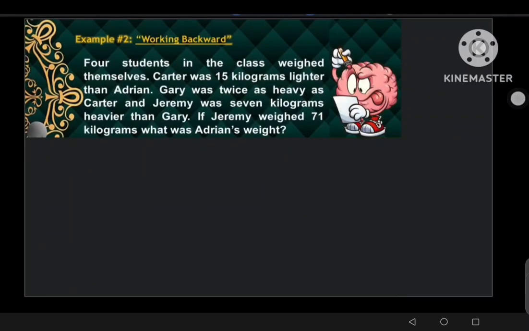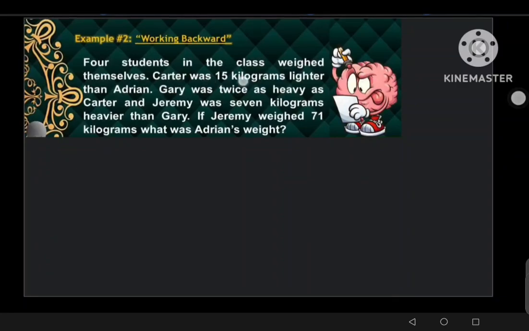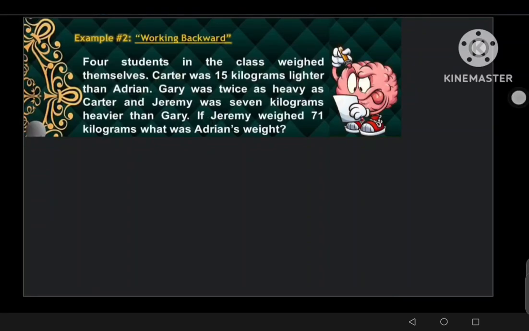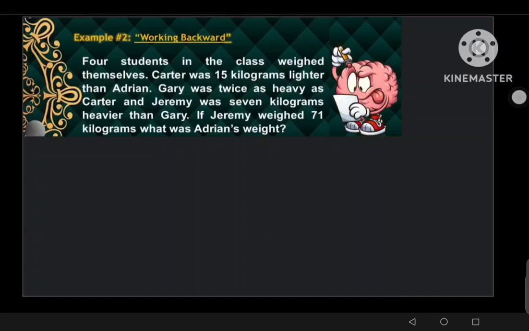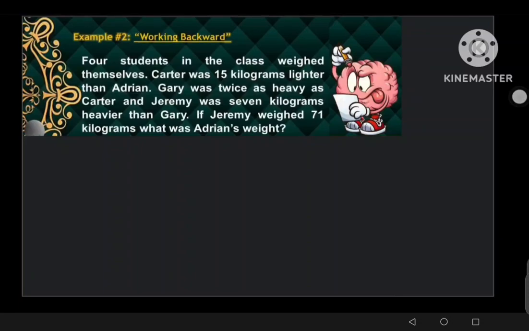Let's also have here example number 2. Let's have a working backward example. Let's read this one. 4 students in the class weighed themselves. Carter is 15 kilograms lighter than Adrian. Gary is twice as heavy as Carter. And Jeremy was 7 kilograms heavier than Gary. If Jeremy weighed 71 kilograms, what was Adrian's weight? So again, we're going to work this one backward. So from our definition earlier, when we say working backward, the strategy means starting from the end of the problem and reversing the steps to reach the beginning. So we start from the last statement, going upward, so that we work backward, so to speak.